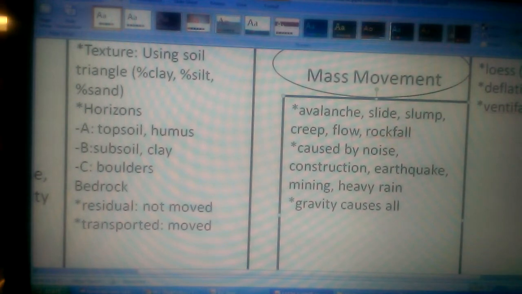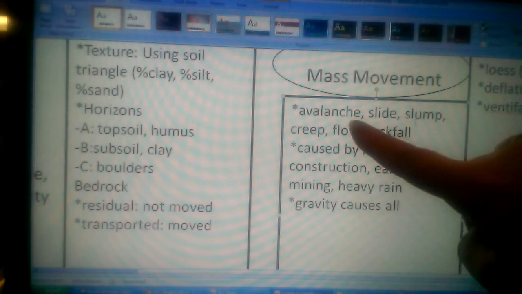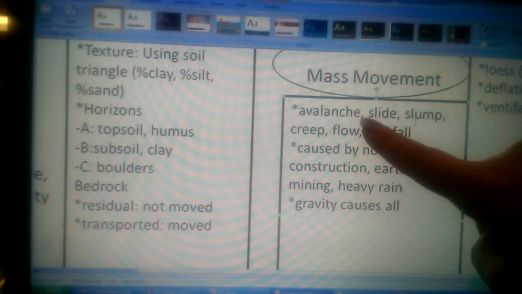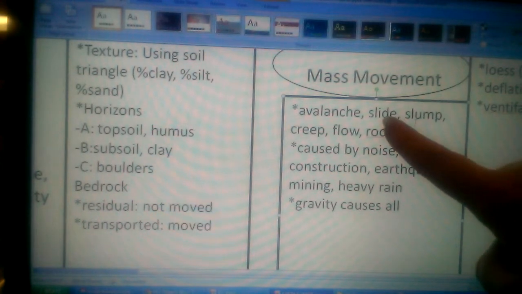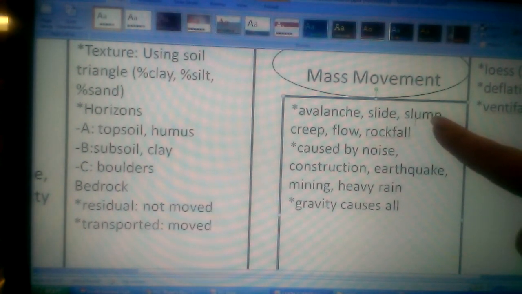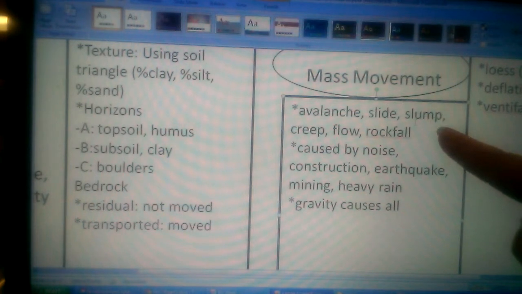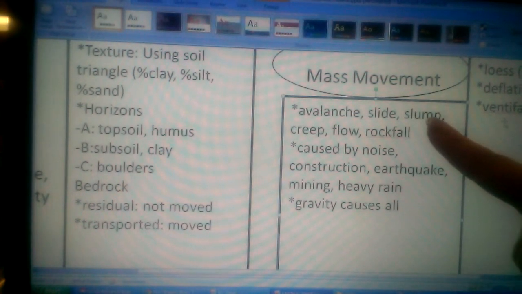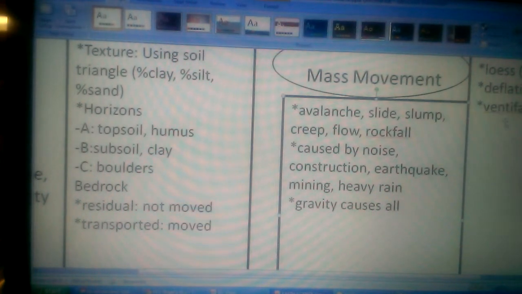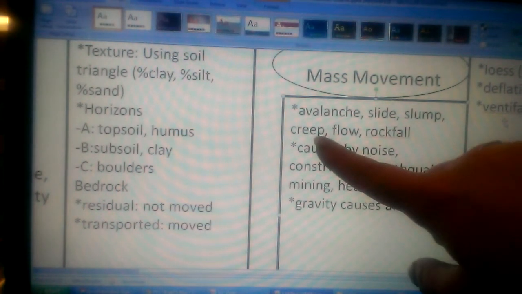So mass movement types, you have avalanche. An avalanche would be snow tumbling with debris. Slides are when it moves as a block of material, and that could be a rock slide or a landslide as long as it's moving together. Then you have slump, which is moving on a curved surface. It usually has to do with water saturating it. The water gets in, it fills the pore space, and there's no more friction, so it slides on down. Creep would be very, very slow.